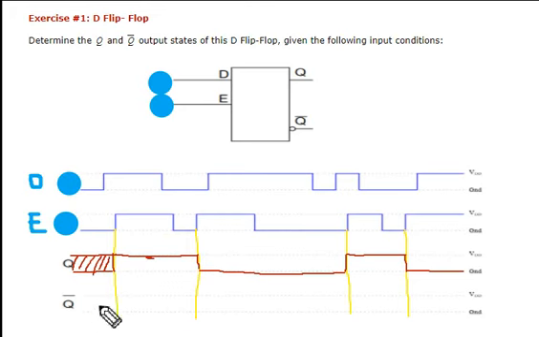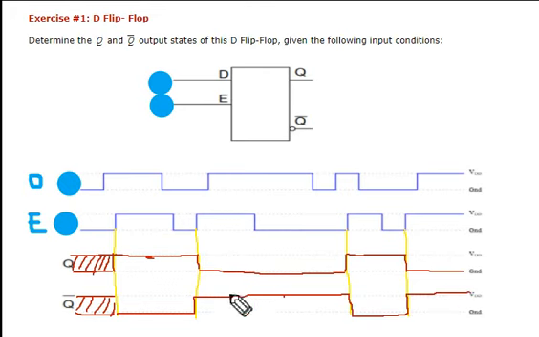Now for the Q not. Q not will just be the opposite of our Q waveform, so it's just going to look something like this. This will be low since Q is high, and then this will be high. Sorry for the really bad drawing, guys. I'm doing this with a mouse, actually. And then this will be low, and this will be high. So that is basically the gist of it.